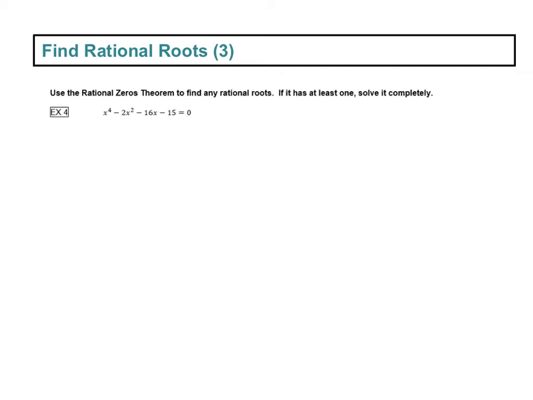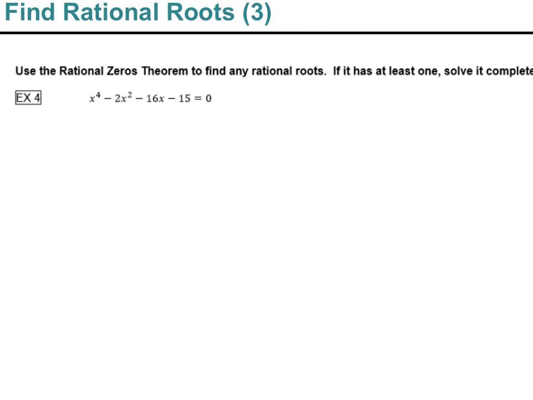Alright, we've got our last video for our rational roots. We're going to use the rational root theorem to find any rational roots. If we find one, we will solve it completely. Looking at our example, we're going to take factors of our constant, which is negative 15, and divide it by factors of our leading term, which is just a 1. So plus or minus, because you can have positive and negative factors.